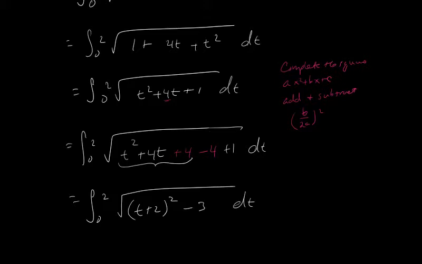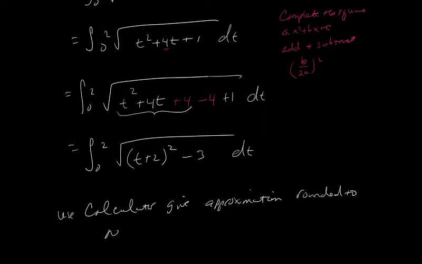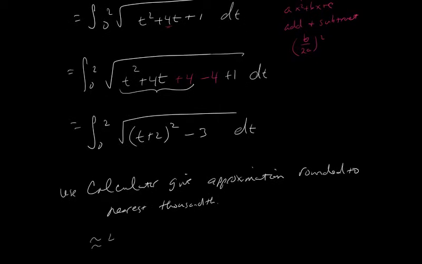This we can complete with a lovely trig substitution. However, depending on the instructions we're given, we can use the calculator to evaluate this and get a decimal approximation. Use the calculator and give an approximation rounded to 3 decimal places, so rounded to the nearest thousandth. That comes out to be approximately 4.816.